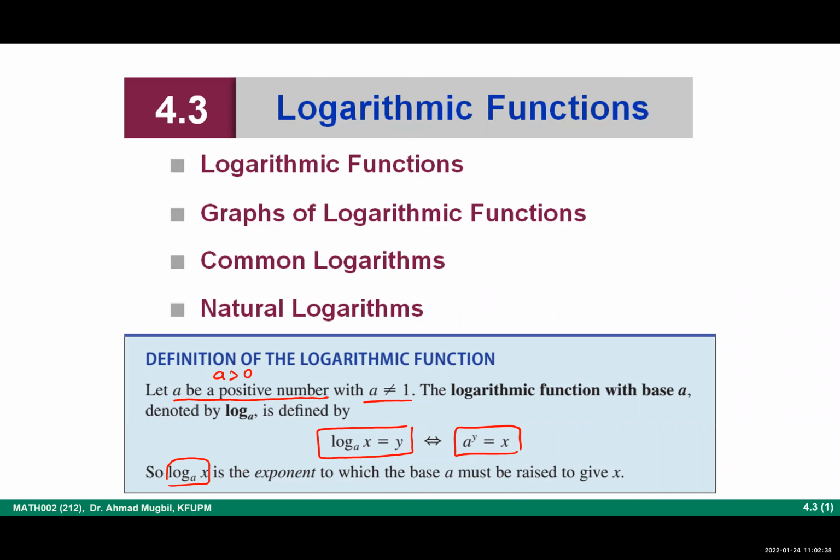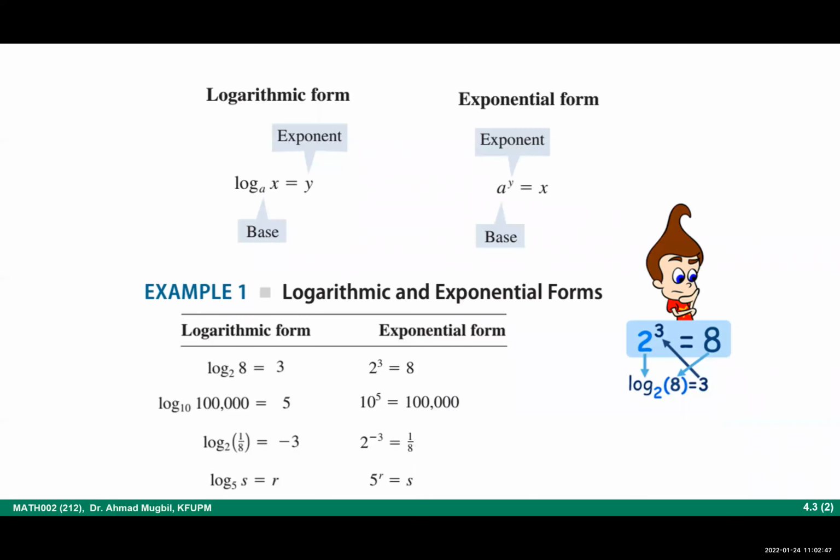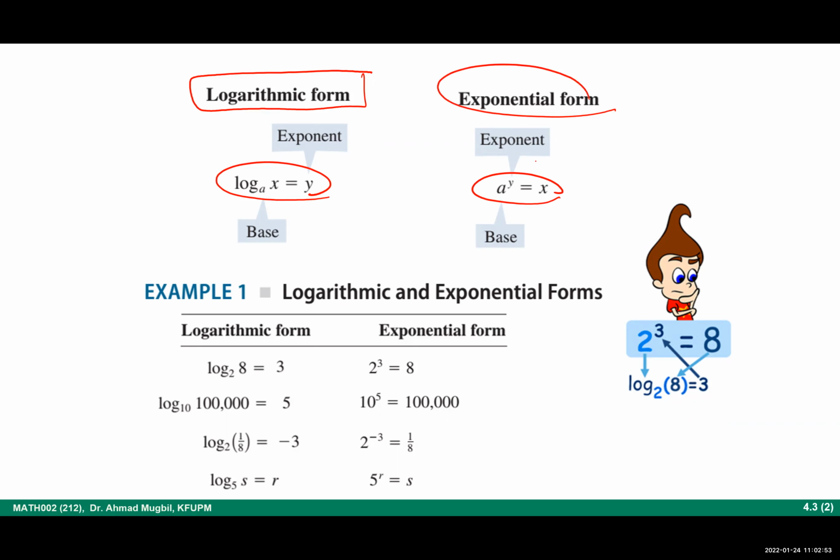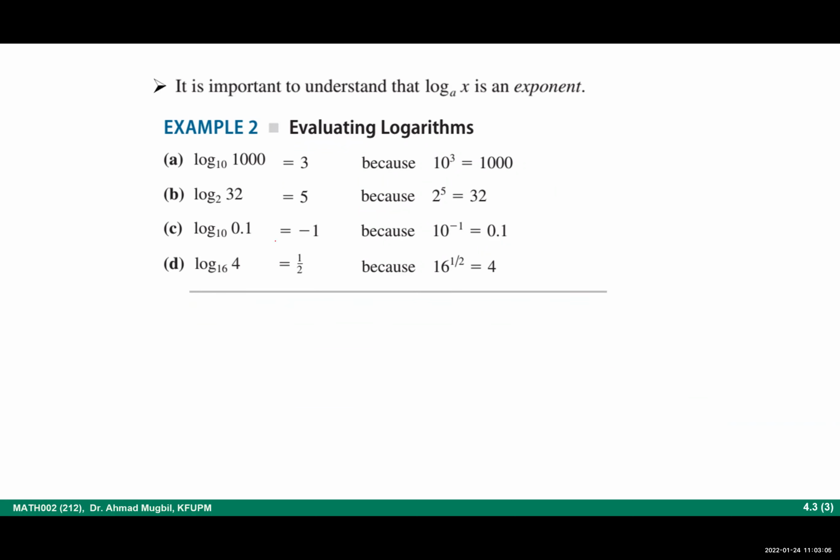So how to think about the logarithm? The log base a of x is just the exponent to which the base a must be raised to give x. And we mentioned yesterday that we have two forms, the logarithmic form and the exponential form. You can go from here to here or from here to here, wherever you want. We mentioned, of course, some examples about that. We also evaluated more logarithms. In the recording of yesterday, we mentioned this.